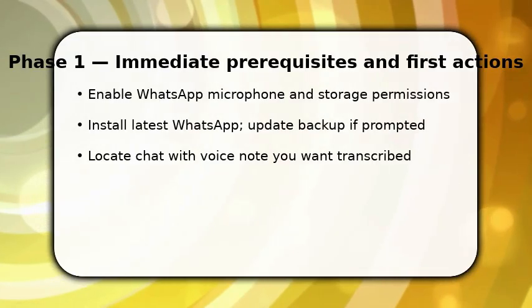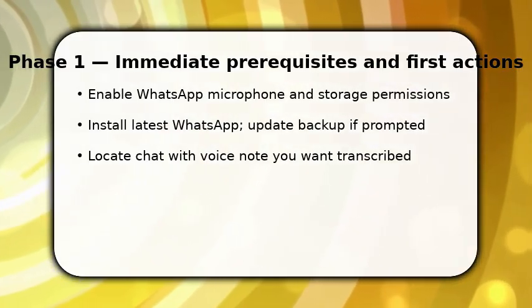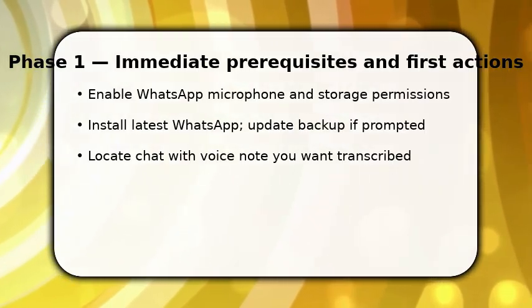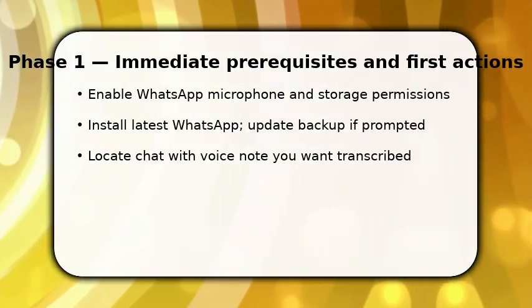You have permissions and the app updated. Now open the chat with the voice note. Tap and hold the voice message to reveal options. Once done, look for the 3 dots or share icon. Choose transcribe if visible or tap share and pick your transcription app.